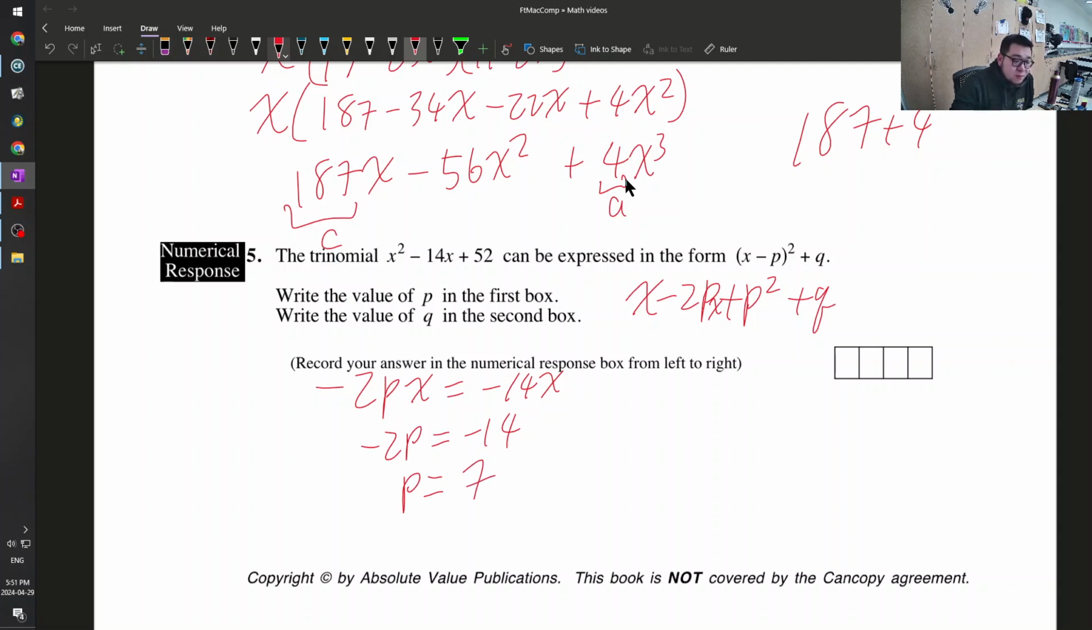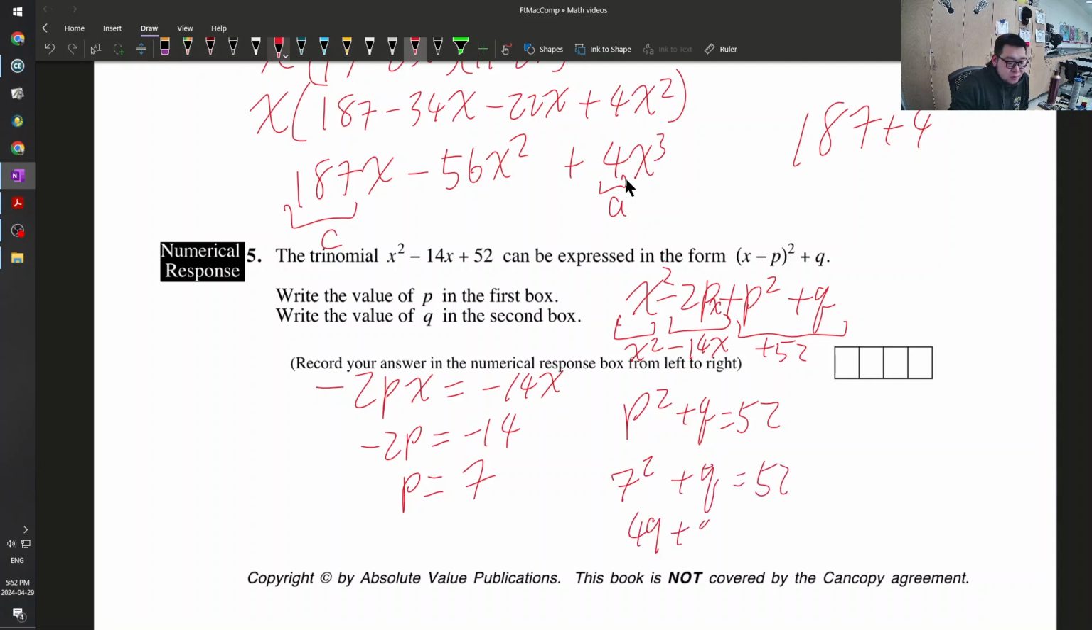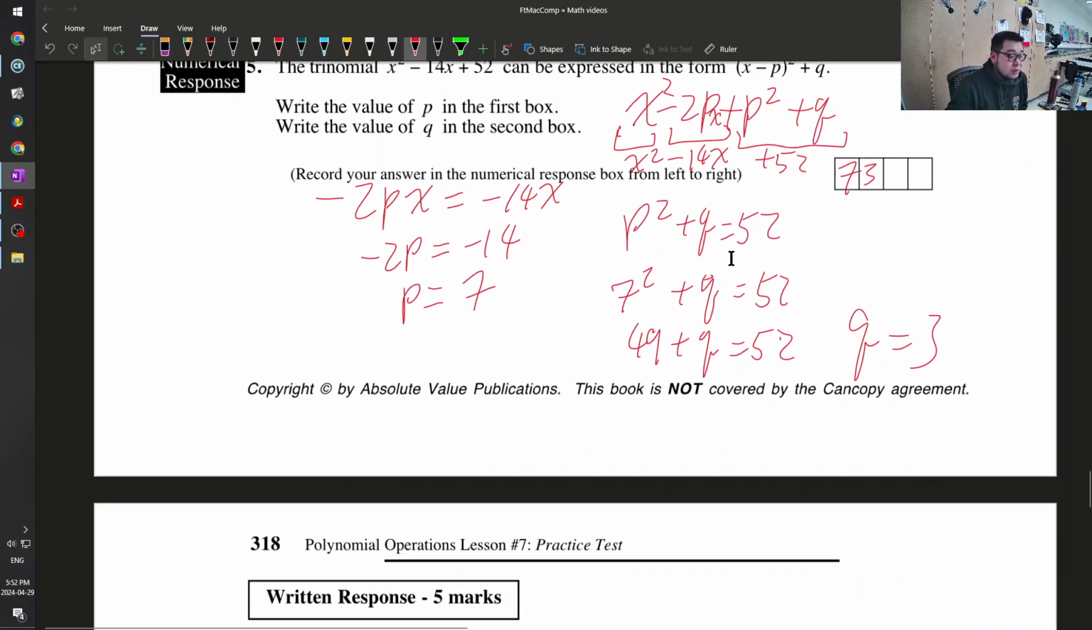So once we get p, this is x squared, this is minus 14x, and this is plus 52. So p squared plus q is equal to 52, where p is 7. So 7 squared plus q is equal to 52. We know this is 49 plus q is equal to 52. So q must equal 3, because we subtract 49 on both sides. P is equal to 7, q is equal to 3. This is probably one of the harder questions on this practice test. Again, you have to expand this and then use some logic and algebra to solve for the answer.